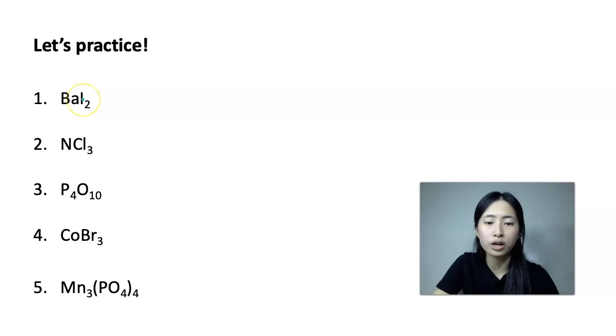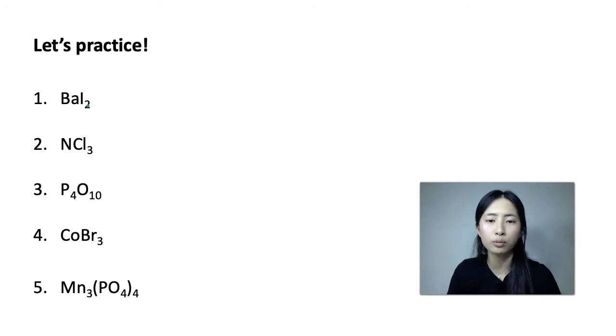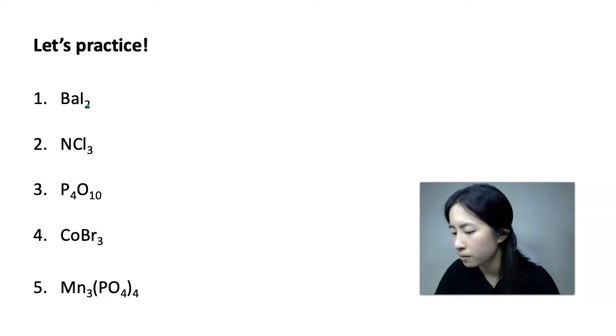Iodine has a charge of -1. Therefore, we know that this is an ionic compound, so we need to have a metal and non-metal such that the suffix of our non-metal would be -ide. So we say that the name of BaI2 is barium iodide.